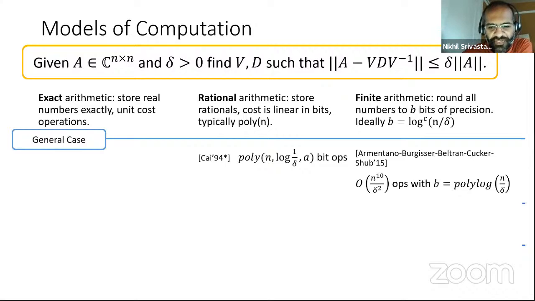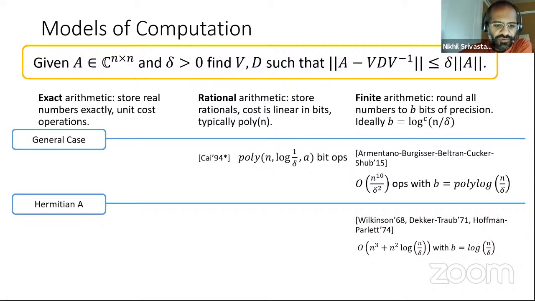And this might be a little bit surprising because we diagonalize matrices all the time on our computers. And maybe part of the reason many of us don't see the difference is that for Hermitian matrices, much better theoretical provable results are known. So in particular, there's this famous work of Wilkinson, Dekker and Traub, and Hoffman and Parlett from the 60s and 70s, who showed that shifted QR solves this problem for Hermitian matrices in time that's n cubed plus n squared log n over delta with logarithmic precision. So this is a summary of what's known about this problem. So any questions about this?